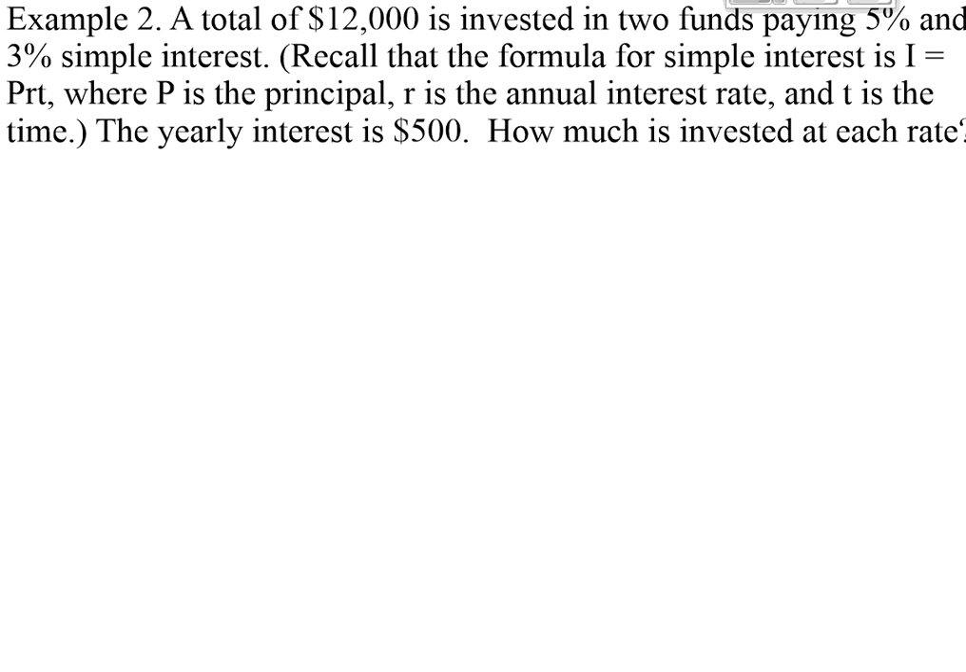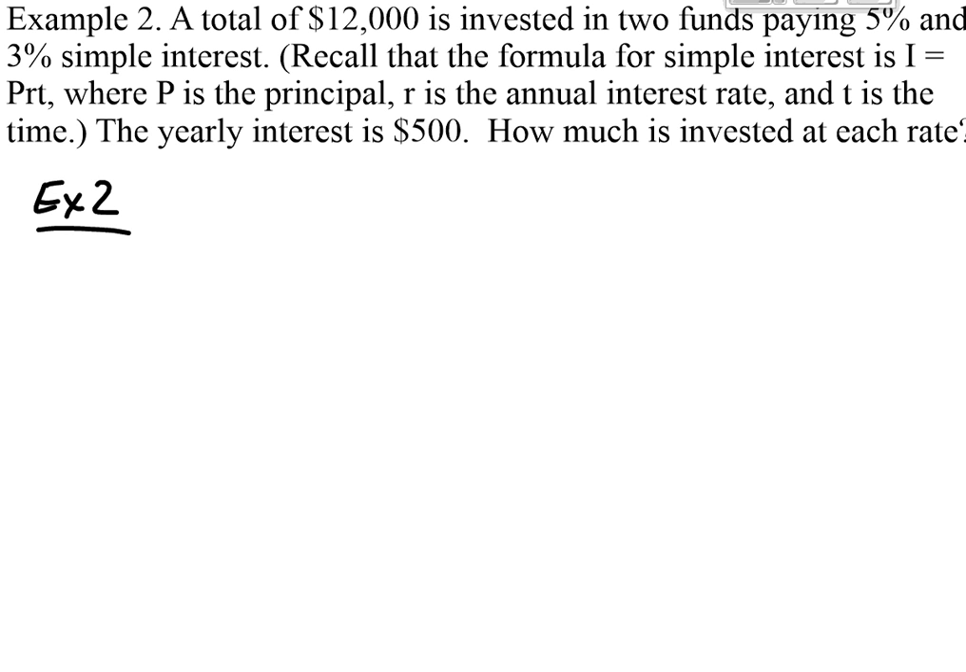So here's our next problem, and hopefully we can see all that. It looks like it. So example 2, and this is now a word problem kind of situation. So here's what it says. A total of $12,000 is invested into two funds paying 5% and 3% simple interest. So we're lucky that it's simple interest.